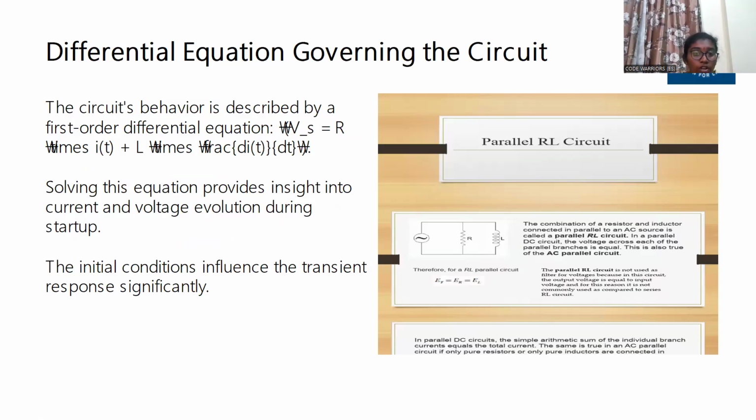The circuit's behavior is described by a first order differential equation. So this is basically the supply voltage V equals R times i(t) plus L times di by dt. Solving this equation provides insight into current and voltage evolution during startup. The initial conditions influence the transient response significantly.